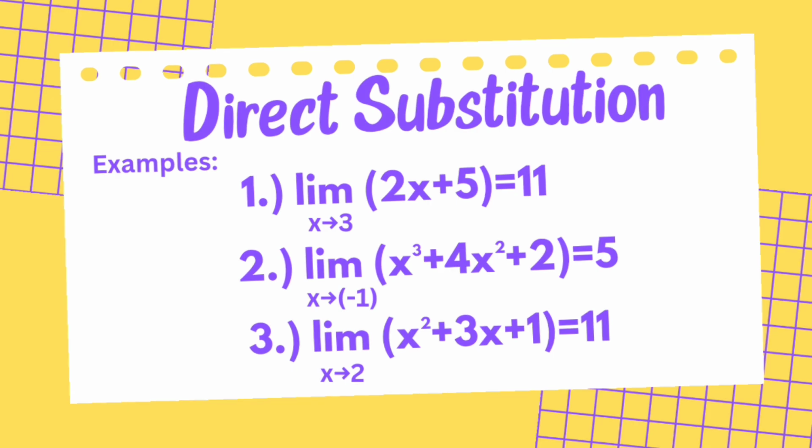Here are some examples of direct substitution. We have the limit of 2x plus 5 as x approaches 3 is equal to 11. Another example is the limit of x cubed plus 4x squared plus 2 as x approaches negative 1 equals 5. And the last, we have the limit of x squared plus 3x plus 1 as x approaches 2 is equal to 11.